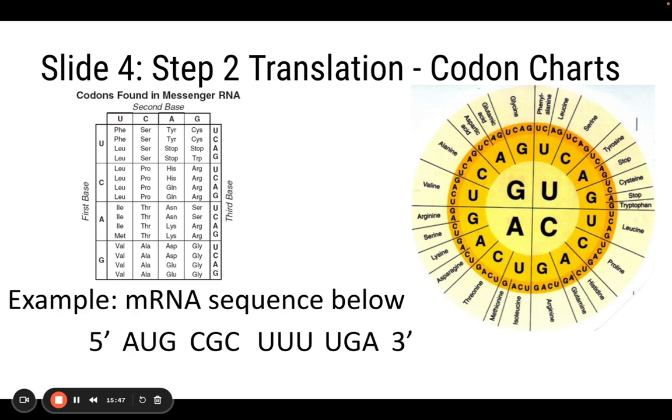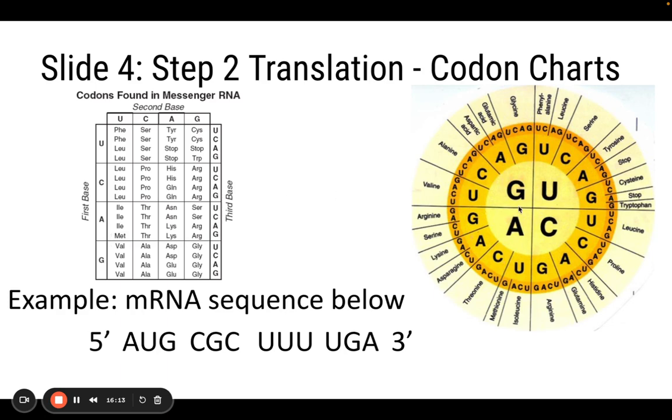So what you're going to do next is you've got a messenger RNA sequence that's been provided below. You've got the 5' to 3'. So you're going to start here with the codon AUG. So I'll start by using this chart. A is my first base, right? So that'll take me right here. U is my second, so I move into this section. And then G is my last letter. That gives me MET.